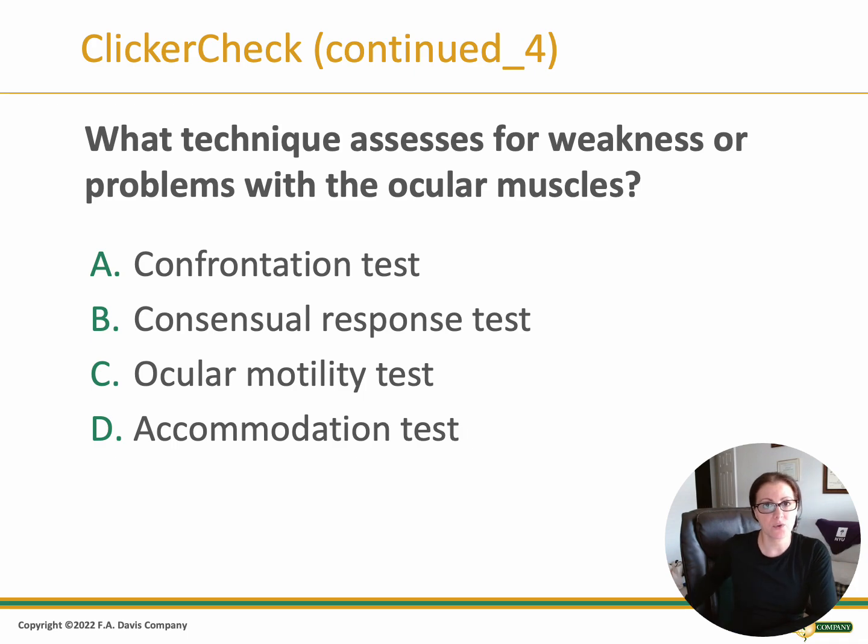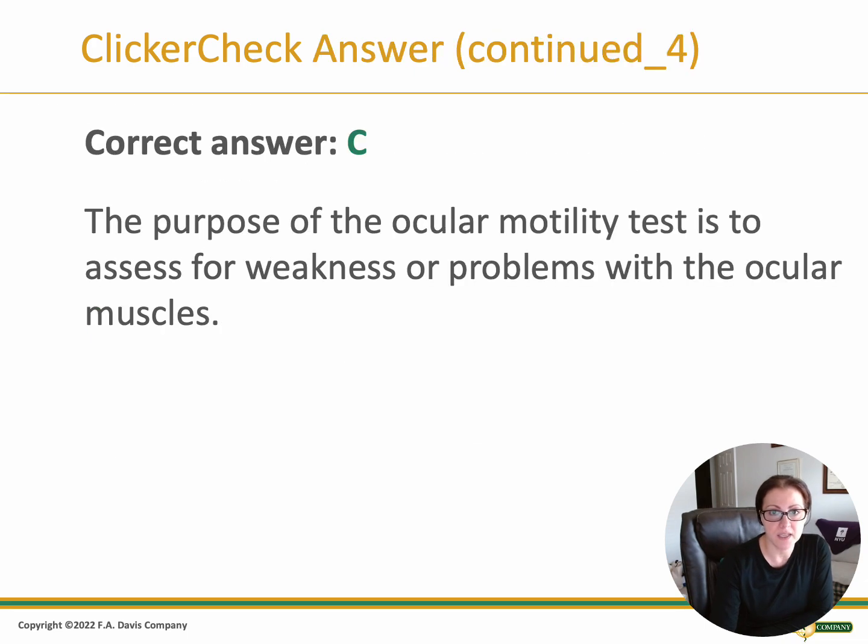What technique assesses for weakness or problems with the ocular muscles? If you said C, you're correct. It's the ocular motility test. It's the H or the STAR test.